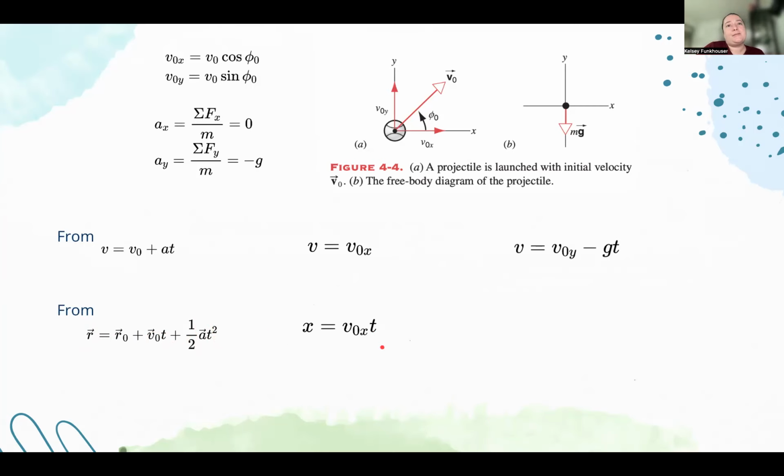But if the initial x position is 0, and since the acceleration in x is 0, the position is just given by the initial velocity times the time. And for y, again, if the initial y position is 0, the y position is given by the initial velocity in y times the time minus 1/2 g t squared.